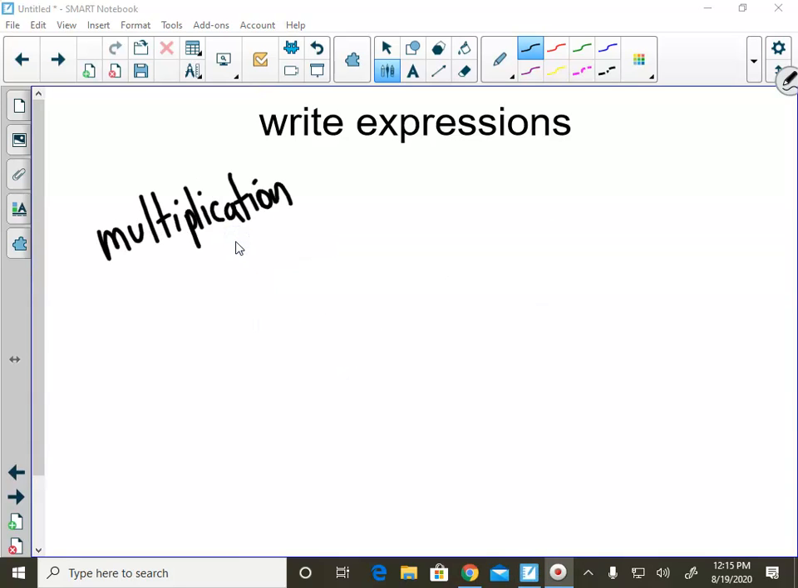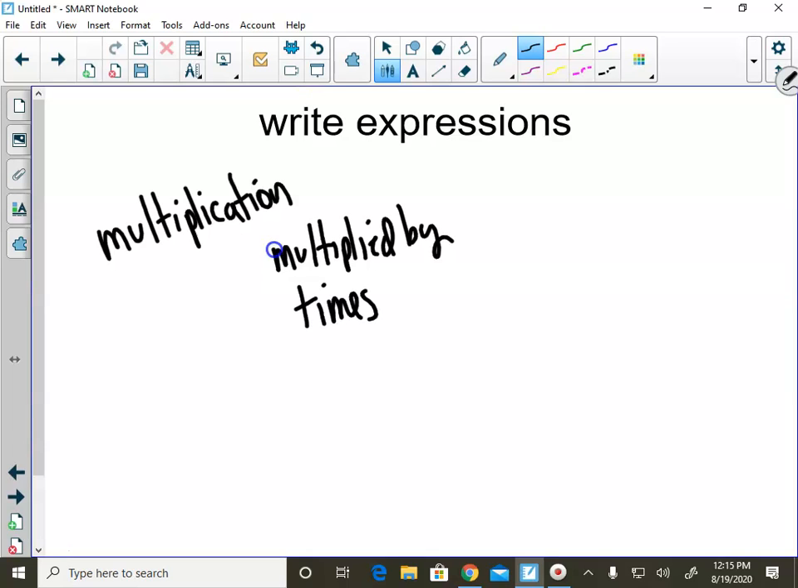For multiplication, hopefully the words that come to your mind right away are multiply by, times, and the really important one to us is going to be product. Product tells us to find the answer and do that first. That means we have to have parentheses.